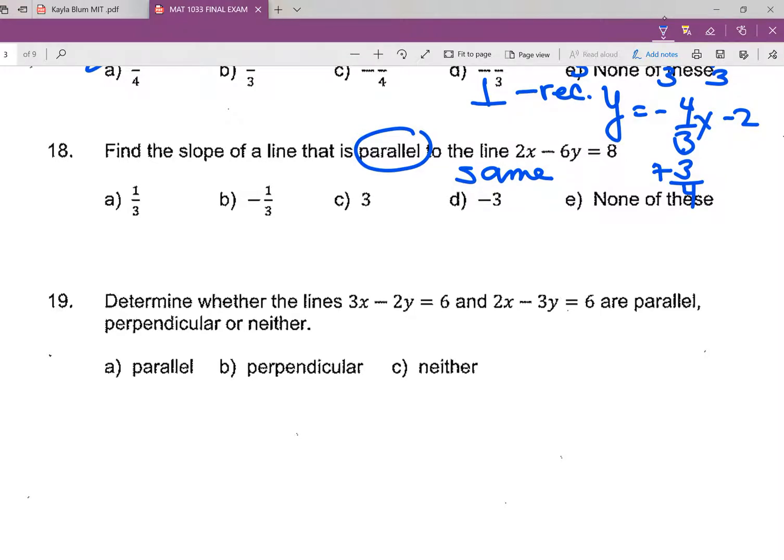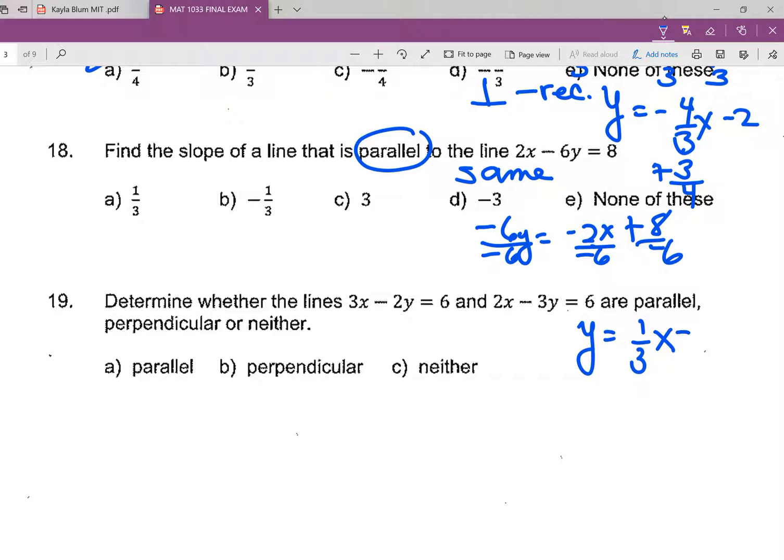So in this case, I do the same process where I have negative 6y is equal to negative 2x plus 8. I'm going to divide by negative 6 on all three terms. And this leaves me with positive y equals 1/3 x, or x over 3, minus 4/3. I'm reducing that, so that becomes 4 over 3. And so positive 1/3 is your slope, so answer choice A would have to be your answer.